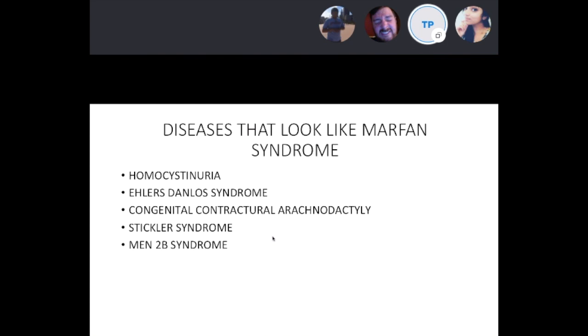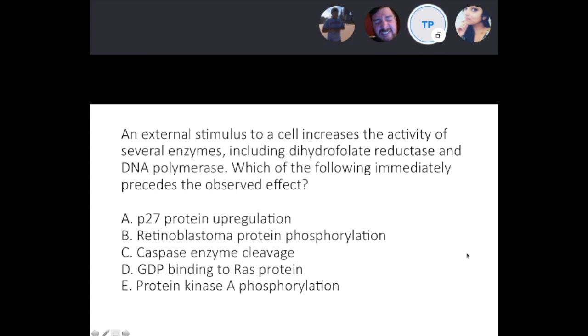Okay, so I have a couple questions for you guys. And here's the first one. An external stimulus to a cell increases the activity of several enzymes, including dihydrofolate reductase and DNA polymerase. Which of the following immediately precedes the observed effect? A, P27 protein upregulation. B, retinoblastoma protein phosphorylation. C, caspase enzyme cleavage. D, GDP binding to RAS protein, or E, protein kinase A phosphorylation.